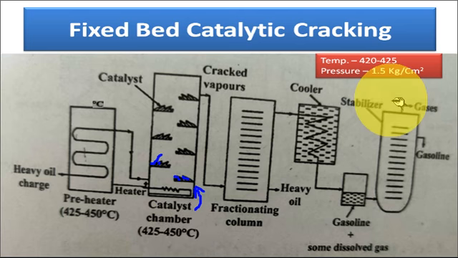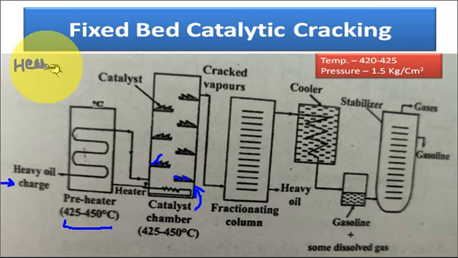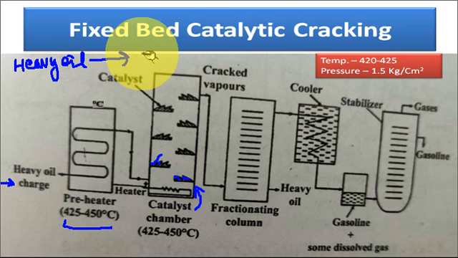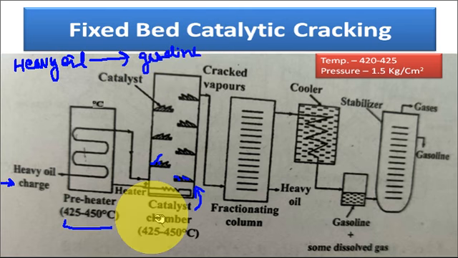Now, what are the other components of this fixed bed catalytic cracking tower? The first compartment is the preheater. In the preheater, the temperature range is fixed at 425 to 450 degrees centigrade. The preheater is used to vaporize or heat up the heavy oil charge. We know the cracking process is the conversion of heavy oil, that means higher molecular weight hydrocarbons, into lower molecular weight hydrocarbons and the formation of gasoline. This is the process we will be discussing in this fixed bed catalytic cracking. So first of all, the first chamber is the preheater, in which this heavy oil is preheated up to 450 degrees centigrade.